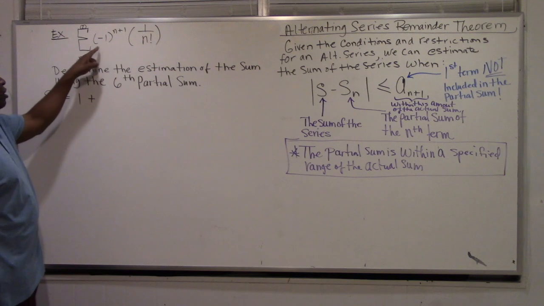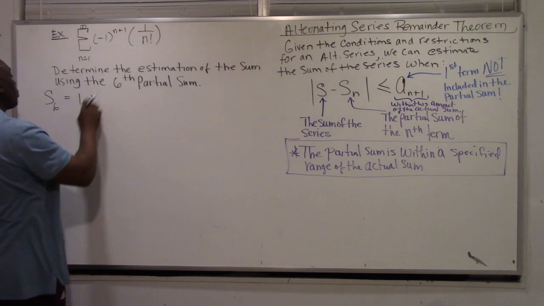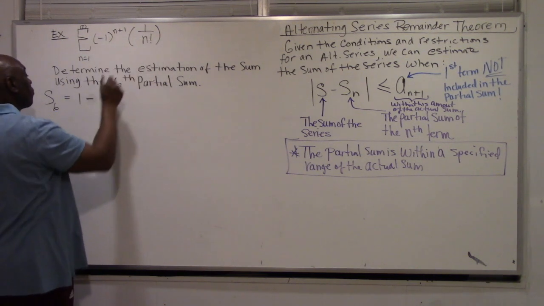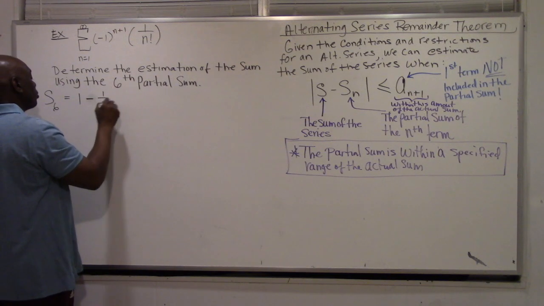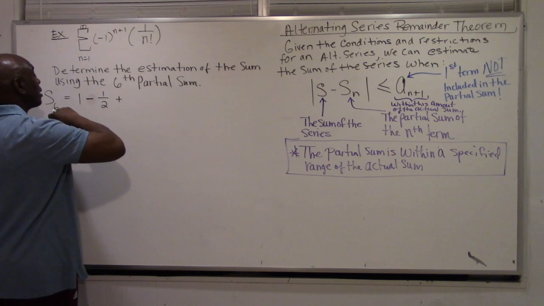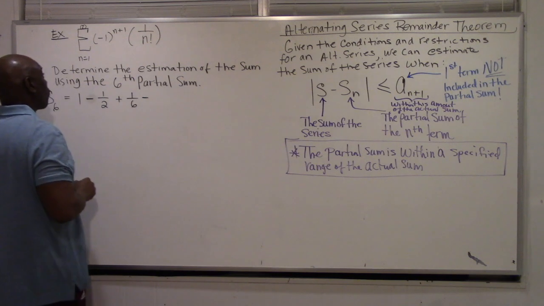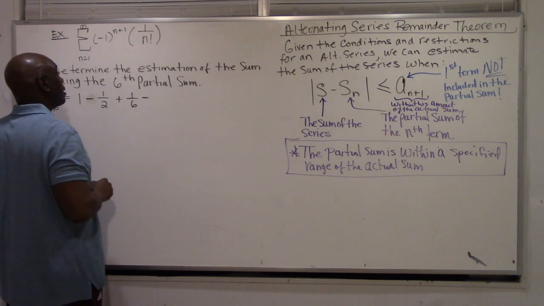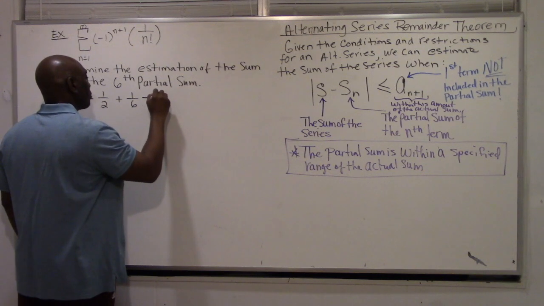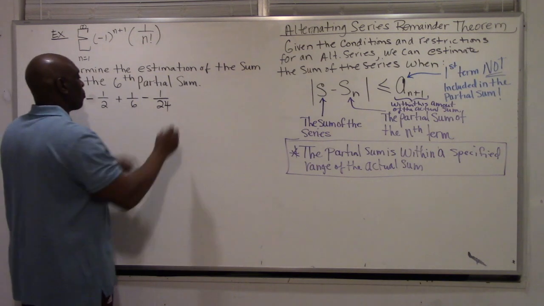Plus, plug in 2. When we plug in 2, it's going to be a negative, it's going to be minus. Plugging in 2, we're going to have 1 over 2 plus. Plug in 3, we're going to get 3 factorial, which is 1 over 6 minus. Plug in 4, we're going to get 4 factorial, which is 4 times 3 times 2, 24. 1 over 24. So we got 1, 2, 3, 4 plus.